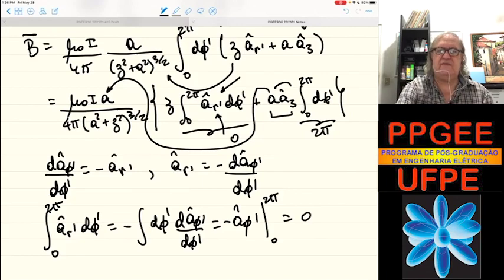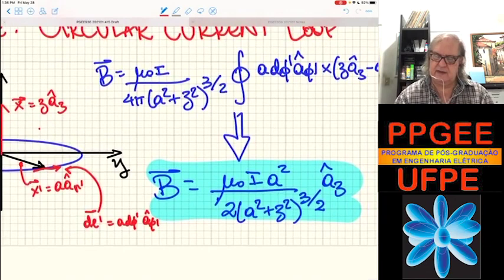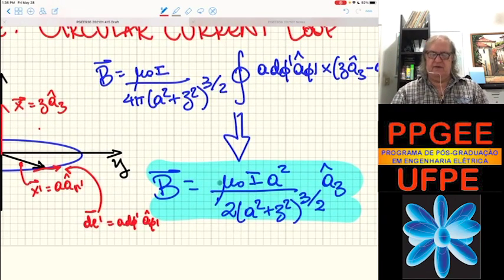And then we have the result shown in this screen. Okay? That's the result we have: the B field of a current carrying loop on the z-axis along the z direction.